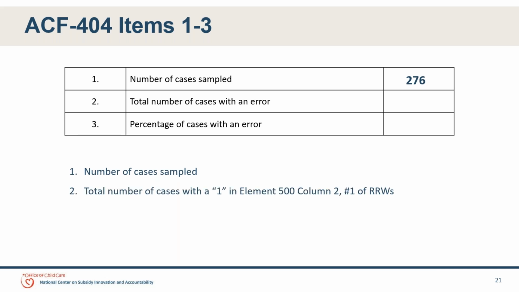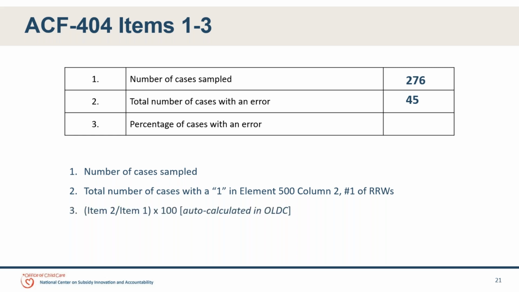And item 2 is going to ask for your total number of cases with an error. And this includes any error, not just those improper payment errors. And to determine this figure, you'll need to refer to your completed record review worksheet, just like we just talked about on the last slide. And you're going to tally up the total number of those 276 worksheets that had a 1 coded in element 500, column 2, number 1, since that is where you code whether or not there was an error. So we're going to say in our example state that there were 45 cases that had an error.